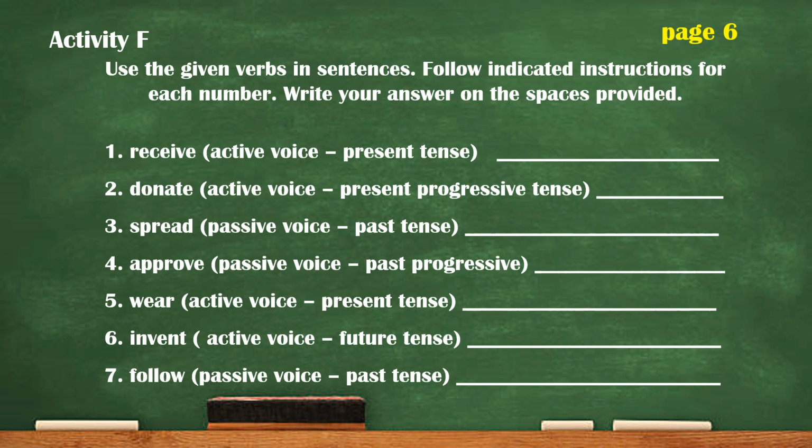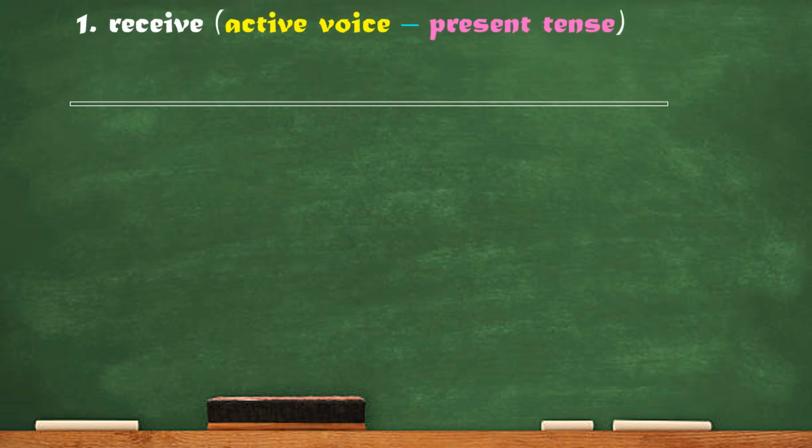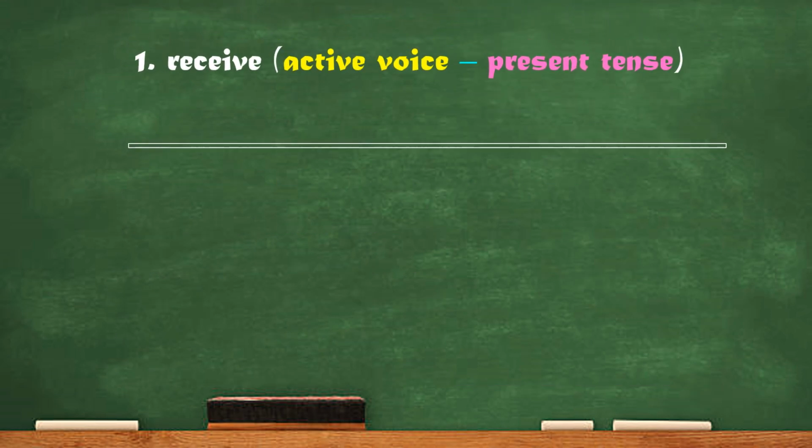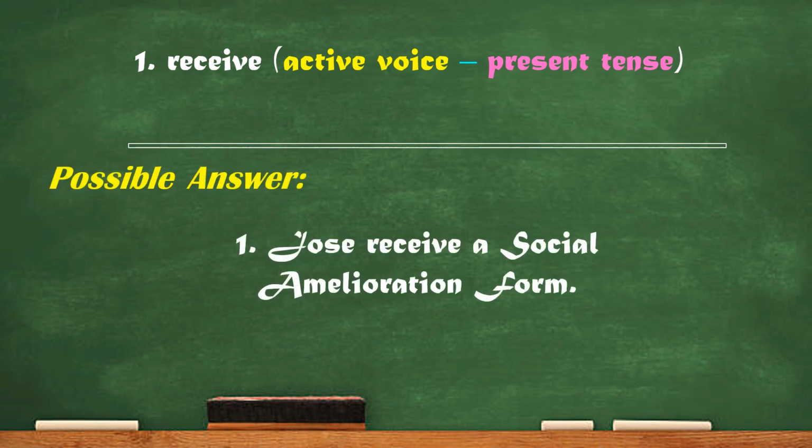In this activity, you are going to give your own sentence following the indicated instructions for each number, meaning your answers may vary. Are you ready? Great! Let's start! Let's answer number 1. The verb is received. It must be written in the form of active voice and it must be in the present tense. Magnificent! The possible answer would be, Jose received a social amelioration form. You may continue answering numbers 2 to 7.